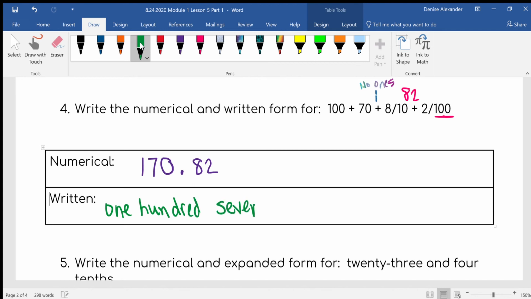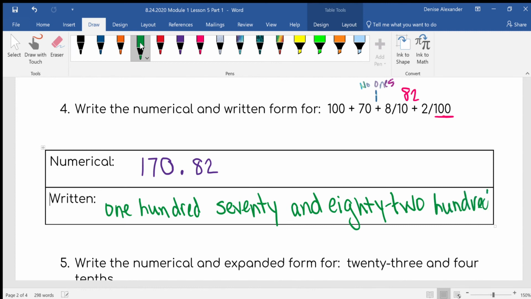So I do 170. Remember, there's no 1, so I just write and. Now I take this 82 and I write it like a regular number. And then I write what place value it ends on, and it's hundredths. See how that worked? 170, I got that. But then I look at this number as 82, not 8 tenths and 2 hundredths, as one number over 100. So let's go and keep moving on.